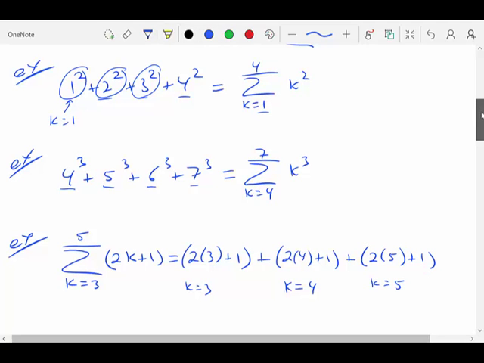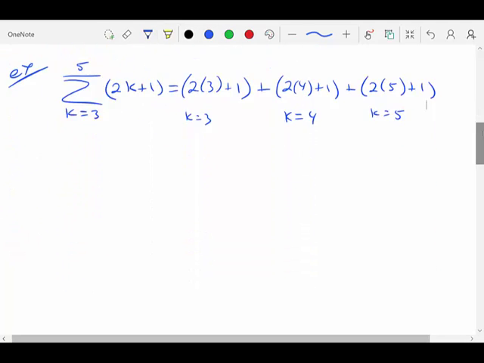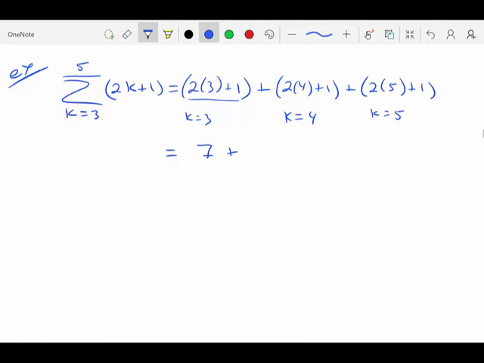Now this is turned into an arithmetic problem. So I think that this is going to be 2 times 3 plus 1, that is 7. And then this one is 8 plus 1, so that's 9. And this is 10 plus 1, so that is 11. And I think that all of those add up to 27.